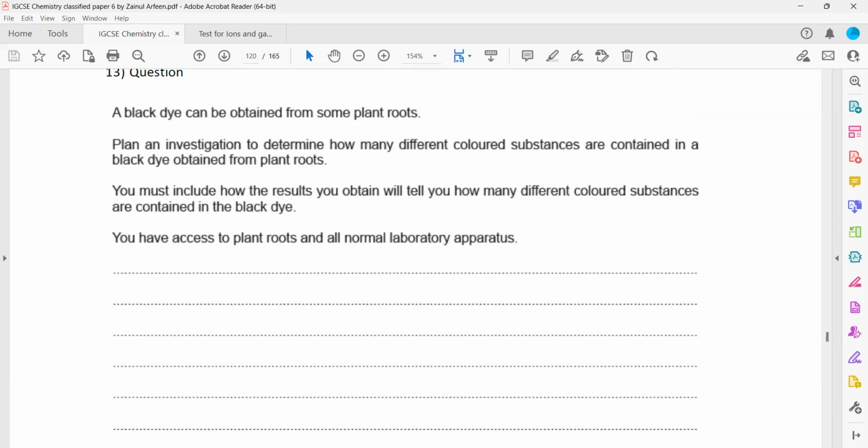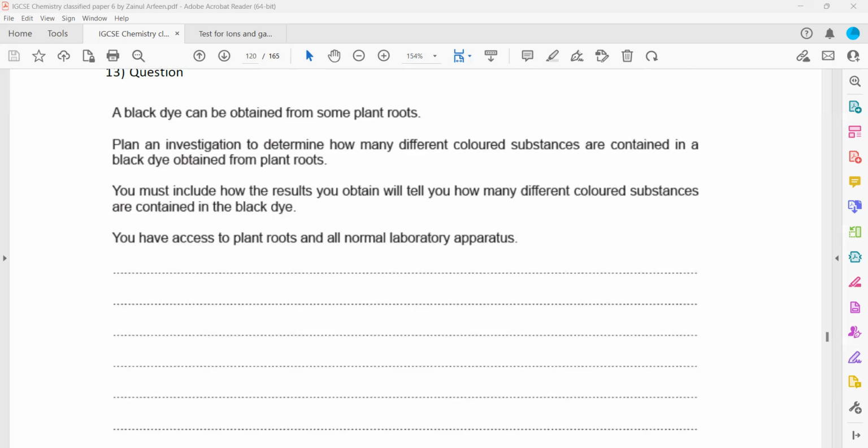First, what will we do? We will crush and grind the plant roots with a pestle and mortar. After crushing, add a solvent like water, and then filter it. You can mention water. Heat it also so that you extract the maximum amount.